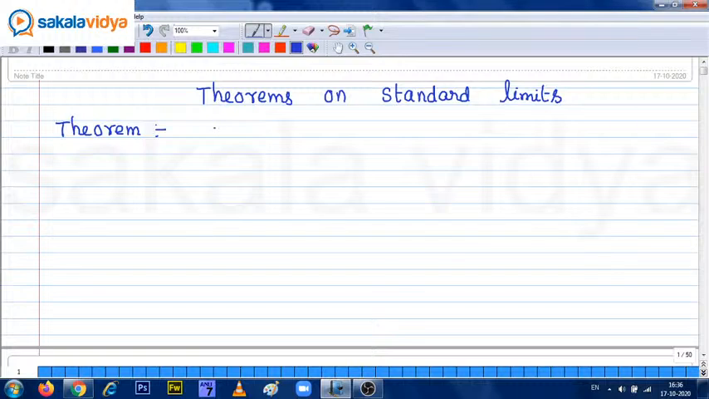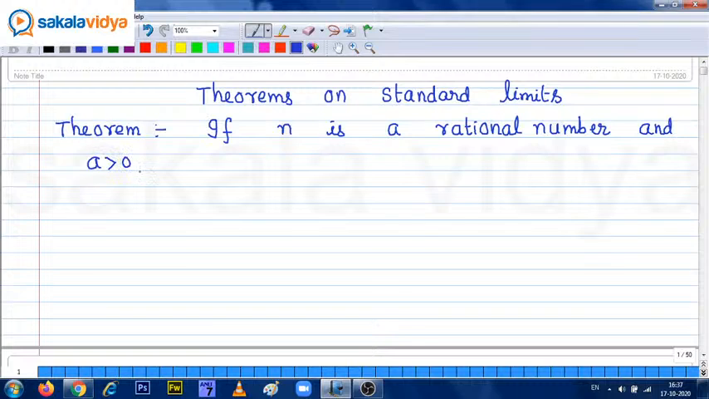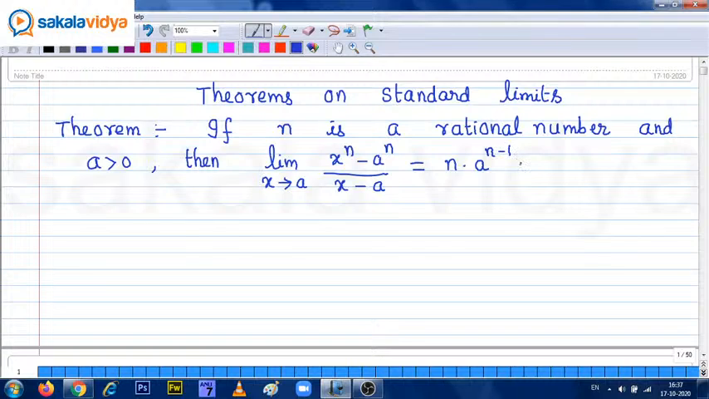So let us write the statement. If n is a rational number, and a greater than 0, then limit x tends to a, x to the power of n minus a to the power of n upon x minus a equals n times a raised to n minus 1.